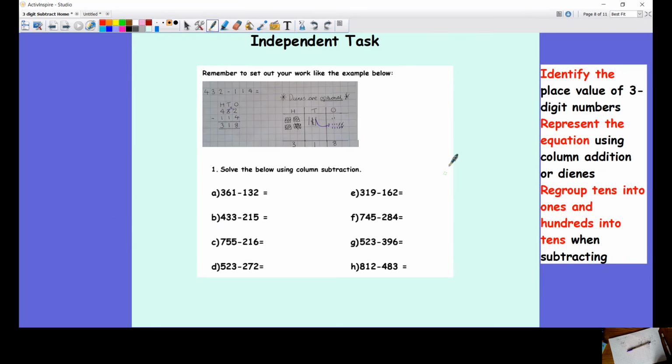Right, independent task. Your focus is really on the equations. Don't worry about reasoning, don't worry about the challenge. I want you to work through those equations. They are a combination of regrouping from tens into ones, hundreds into tens, and across all of them. Work through them slowly, draw your deans if you need to. Remember, I want you to represent your equation using column subtraction, or you can draw deans, whatever makes you feel comfortable. Look forward to seeing your work on Seesaw. There is a challenge on the back of the sheet as well.